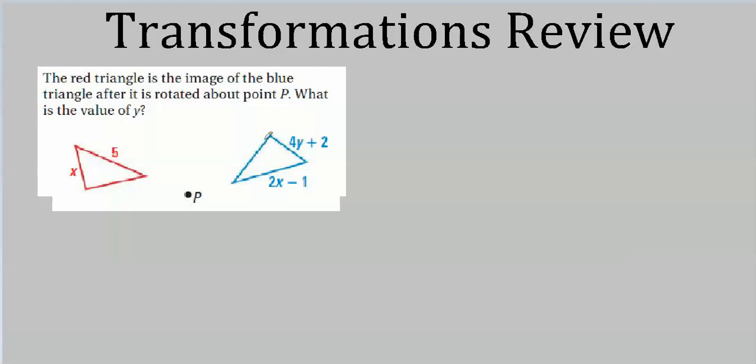here's our right angle, and here's our right angle. Looks to me like 4y plus 2 has been rotated into x. So we could write 4y plus 2 equals x. Now here's a hypotenuse for sure. It goes into the hypotenuse. So we could write 2x minus 1 equals 5. We get 2x equals 6, or x equals 3.